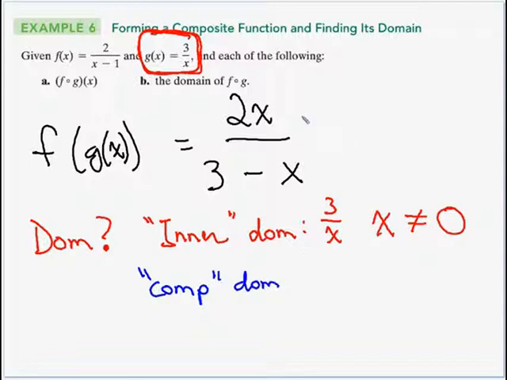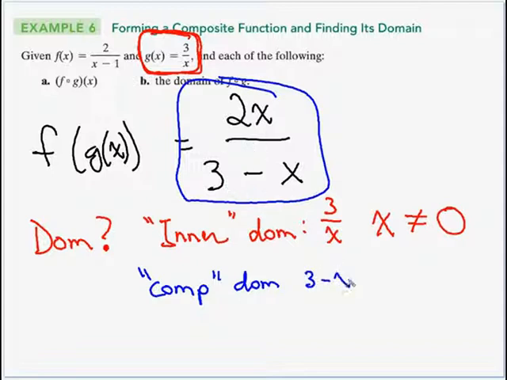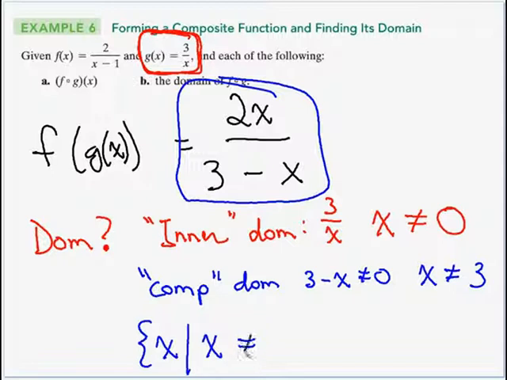Composed domain. Well, here's our composed function, and we have a fraction, so we want to set this denominator not equal to 0. 3 minus x cannot equal 0, and if we add x to both sides, we'll get x cannot equal 3. So here is our domain, the set of all x such that x cannot equal 0 or 3.